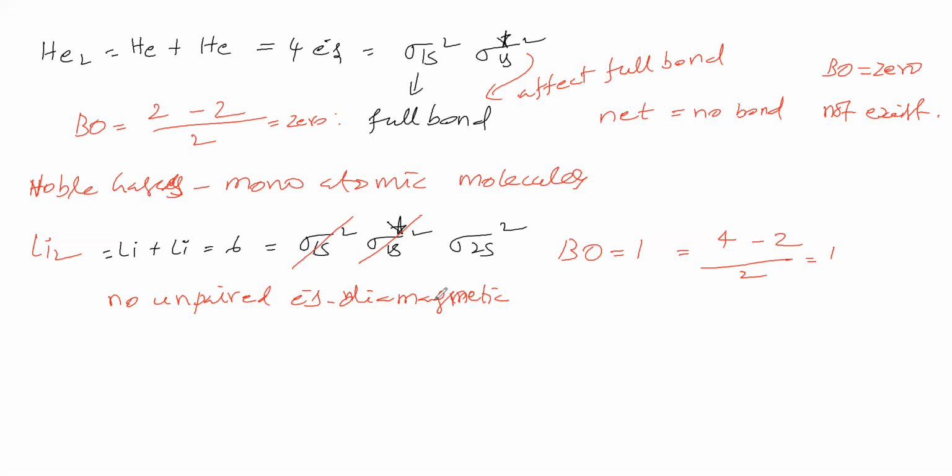Diamagnetic species. Unpaired electrons present means we have to say paramagnetic species. So paramagnetism in the sense unpaired electrons present. Diamagnetism in the sense unpaired electrons not present. Like that we have to say.